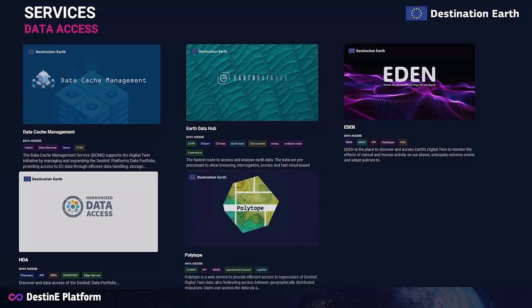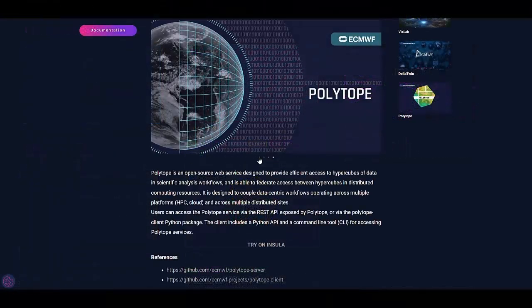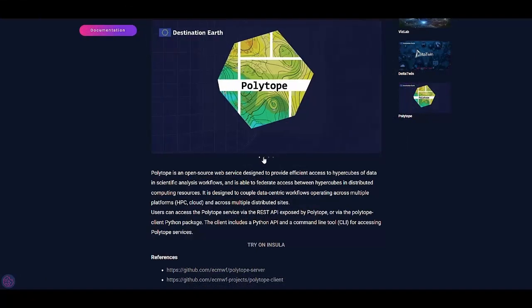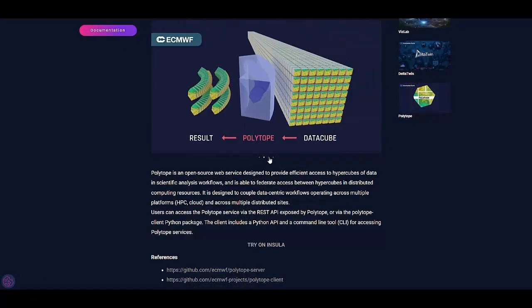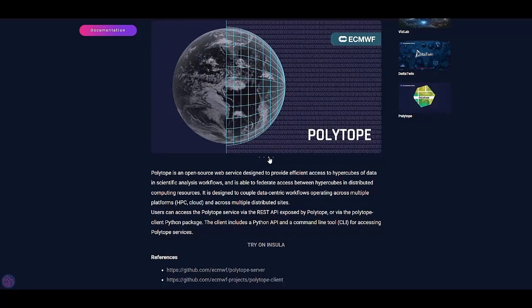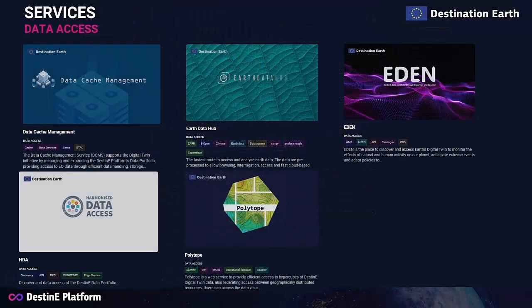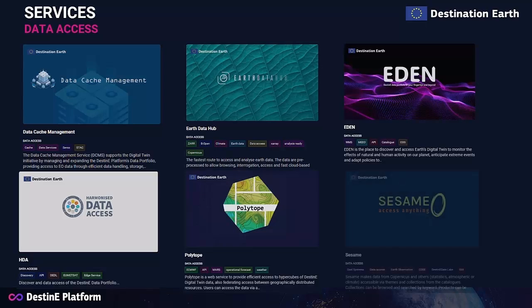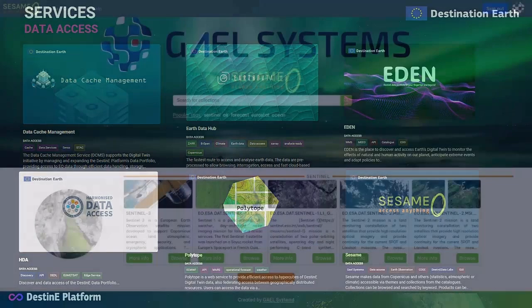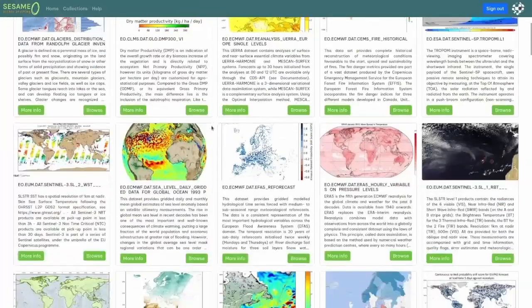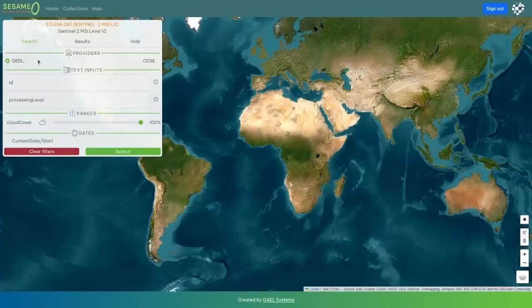Polytope, provided by ECMWF, is an open-source web service offering access to hypercubes of DestinE digital twin data. Users can access data via the REST API exposed by Polytope or via a client Python package. Finally, amongst the data access services, we have Sesame, currently in the beta testing version, which acts as a bridge to access data served by different providers.